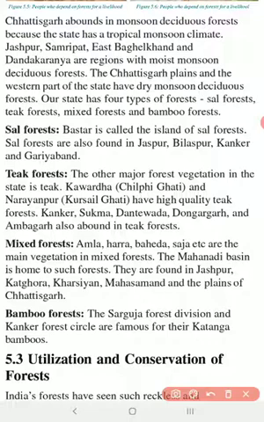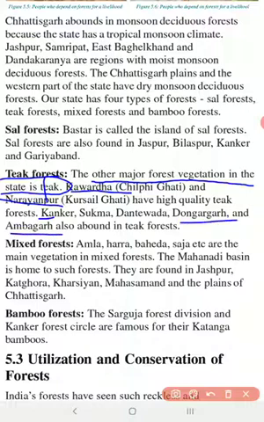The second type of forest is the teak forest. Another major forest vegetation in the state is teak. We have so much teak here. Where do we have teak forest? Kawardha and Narayanpur have high quality teak forest. We also have teak forest in Kanker, Sukma, Dantewada, Durg, and Ambikapur. In all these places we have teak forest.